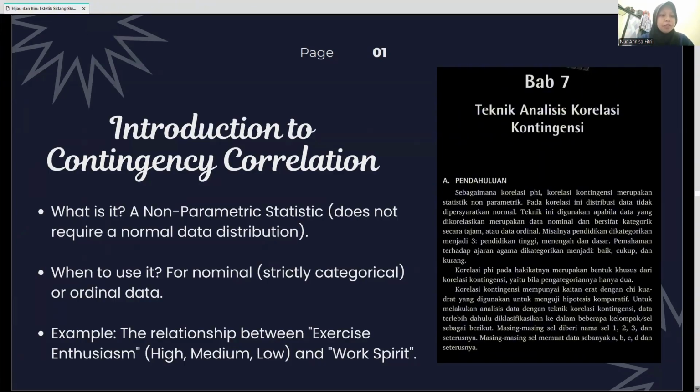Okay, so simply this is a statistical tool we use to find out if there is a relationship between two variables when our data is in the form of categories. For example, grouping people based on their enthusiasm for exercise, such as high, medium, or low. The best part about this technique is that it is a non-parametric statistic, which means we don't have to worry about whether our data follow a normal distribution or not.